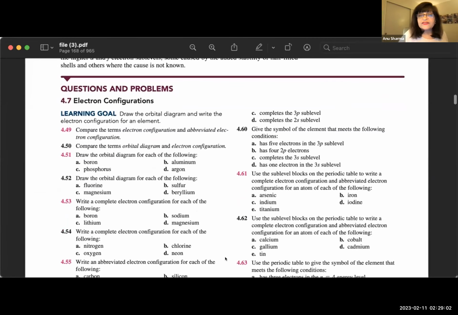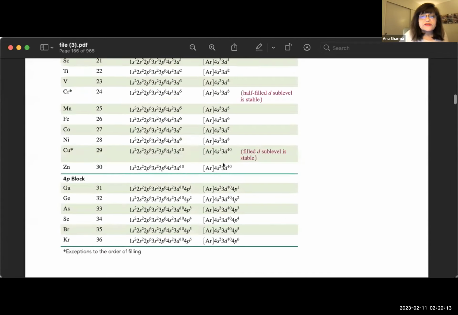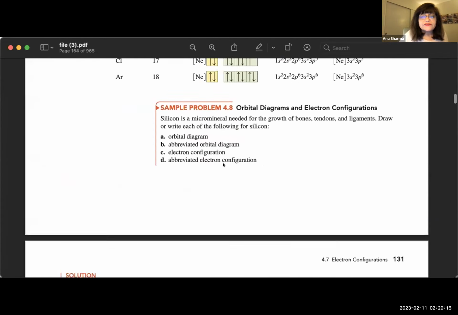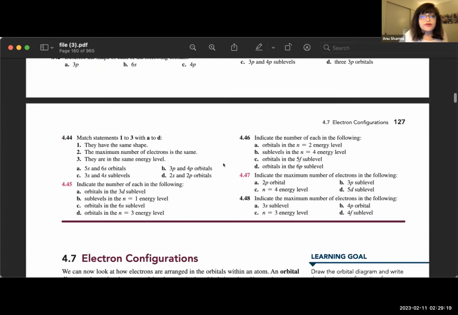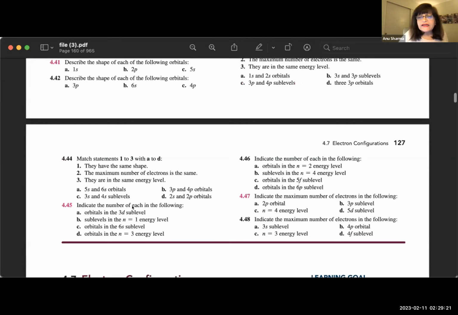So let's look at the question numbers, 45 and 47. I think I missed 45 and 47 here. Sorry about that. Okay, 45: indicate the number of each in the following, and 47. Let's look at that. Give me a minute.